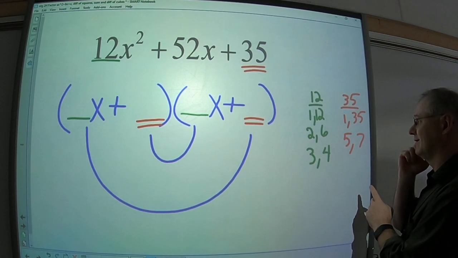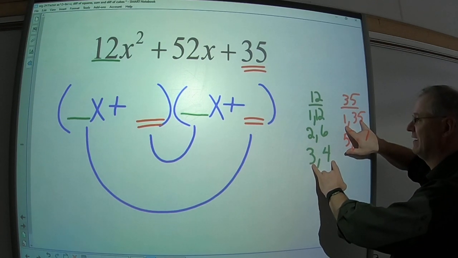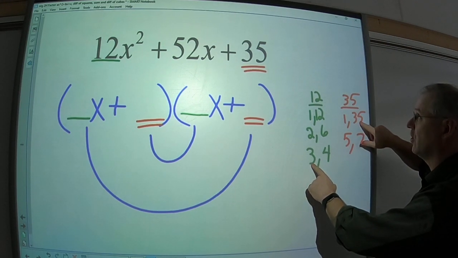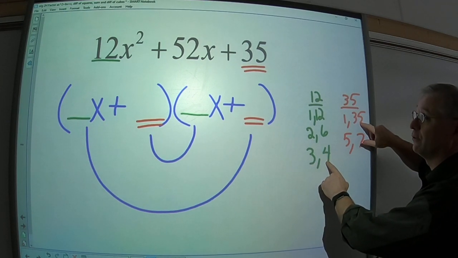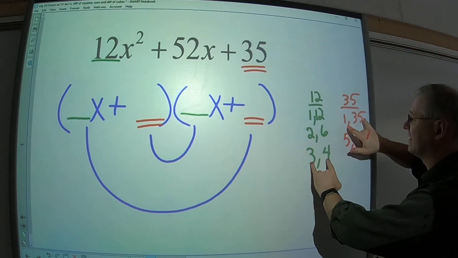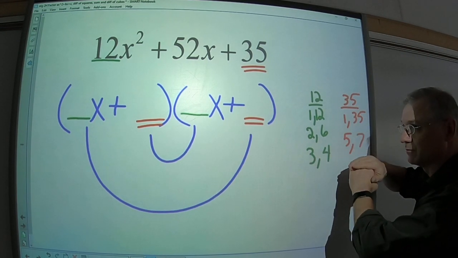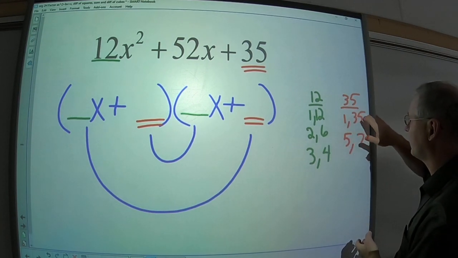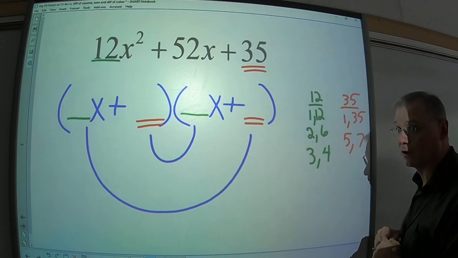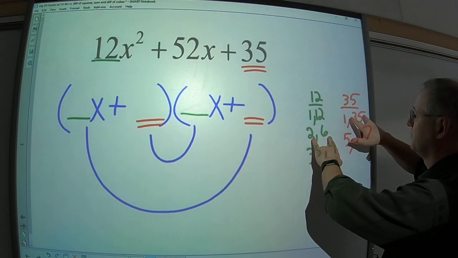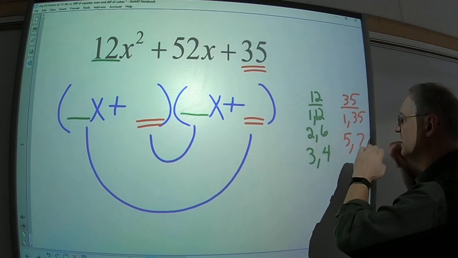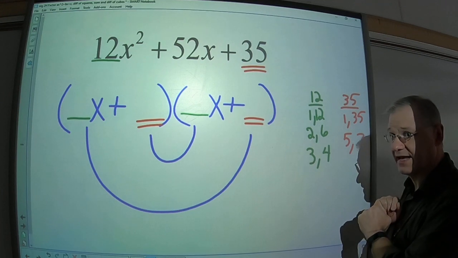I have the feeling that if I try it with 1 and 35, there's not a chance in heck that it's gonna work because 3 times 35 is already over 52. 4 times 35 would have been way over 52. So there's no way I'm gonna add two numbers and come up with something that comes up to only 52. So that one's gonna be right out at least with 3 and 4. And it would also be right out with 2 and 6. So let's try 2 and 6 and 5 and 7 instead.